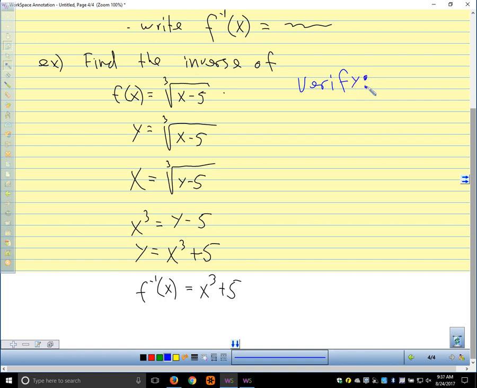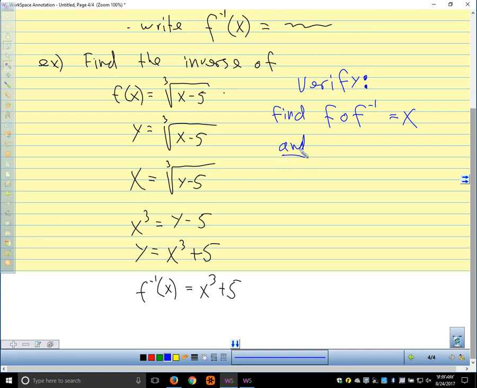Well, I'm not going to do the whole process. I think we understand the process. Find f inverse of x. What should it equal? X. But we have two parts. What else would we have to do? Do the opposite order.